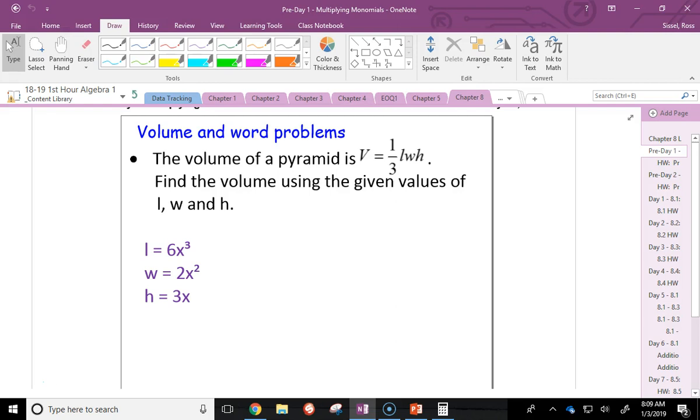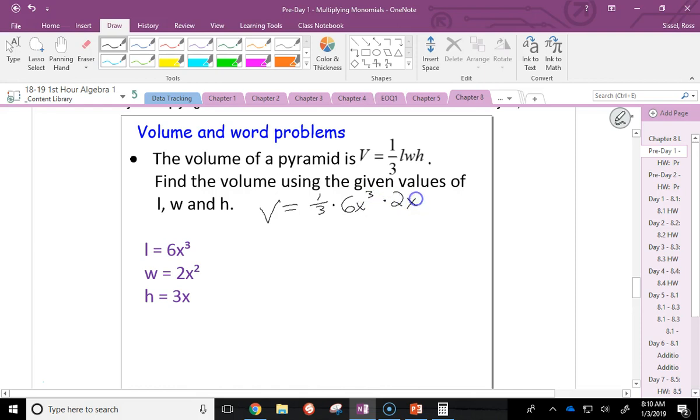The volume of a pyramid is V equals, so volume equals a third times length times width times height. Find the volume given values of length, width, and height. So I'm going to go ahead and say V equals 1/3 times 6x to the third times 2x squared times 3x. Okay, so there's my equation.